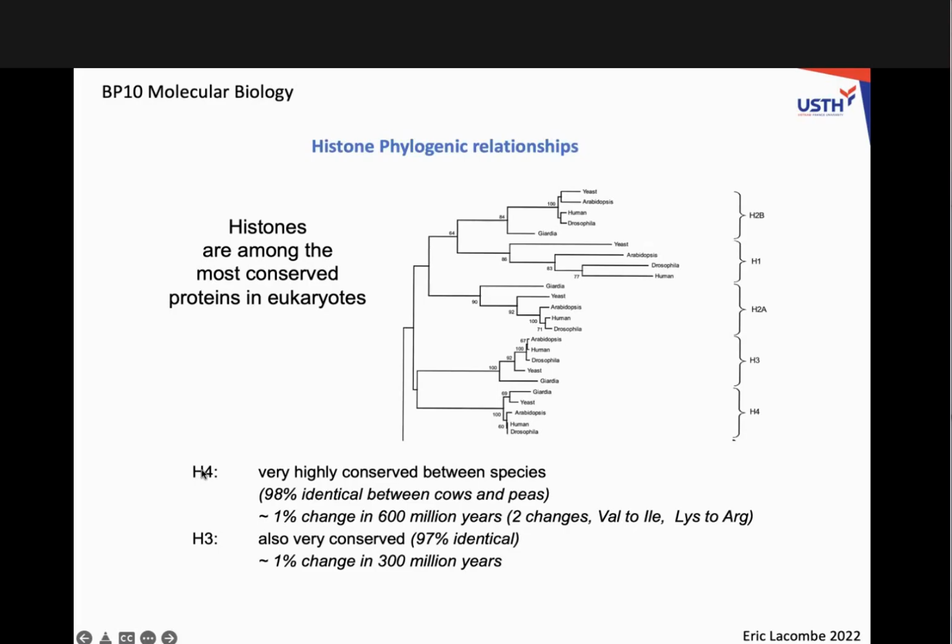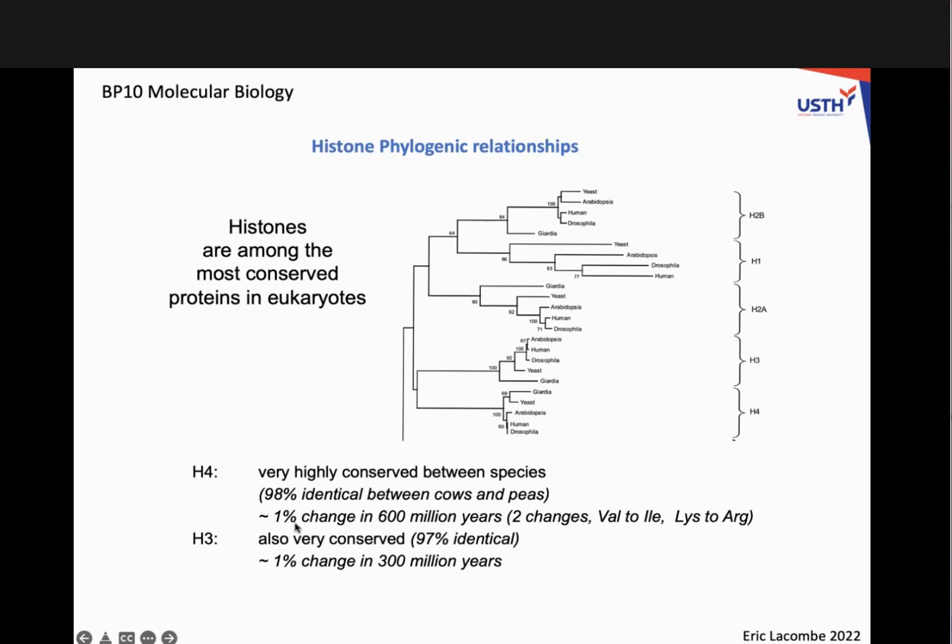And as an example, H4 and H3. H4, the analysis of the amino acid changes revealed that they are almost 98% identical, okay, from cows to pig, so very, very strongly conserved. And the suggestion from this number is that there was only 1% of change in terms of sequence over 600 million years of evolution. Okay?